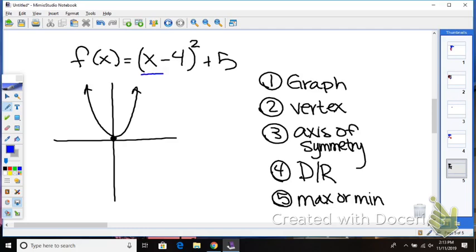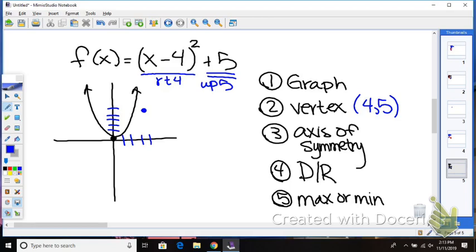So what does this minus 4 tell us? Remember, it's opposite on the inside. I'm going to go right 4. And then the plus 5? Up 5. So I am taking my vertex right 4 and up 5. So what is my new vertex? (4, 5). So you would come over here and you would list (4, 5) as my vertex.